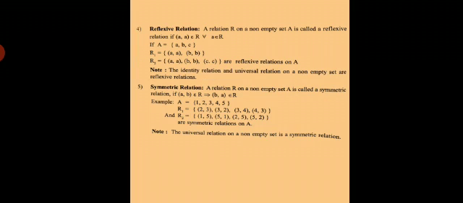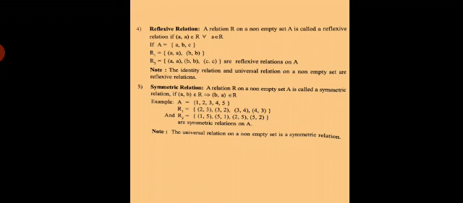Next type is reflexive relation. A relation R on a non-empty set A is called a reflexive relation if both the elements must be the same. Reflexive: you get your own image in front of the mirror, the same only. Reflect is nothing but, in maths, reflexive: if (a, a) belongs to relation R for all a belongs to A.